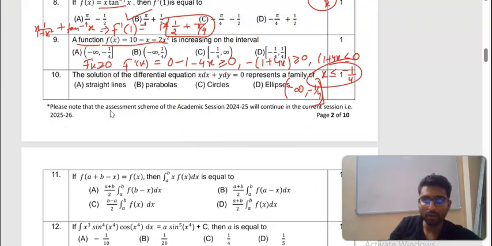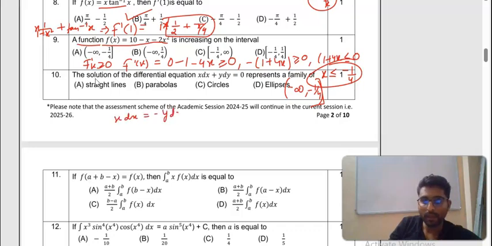Now the solution of the differential equation x dx plus y dy equals to 0 represents a family of, कौन सी family को represent कर रहा है देखेंगे. If it is given that x dx plus y dy, you have to integrate, then it is x square upon 2 plus y square upon 2 equals to k. So here it's the equation of circles. Okay, so it's a circle.